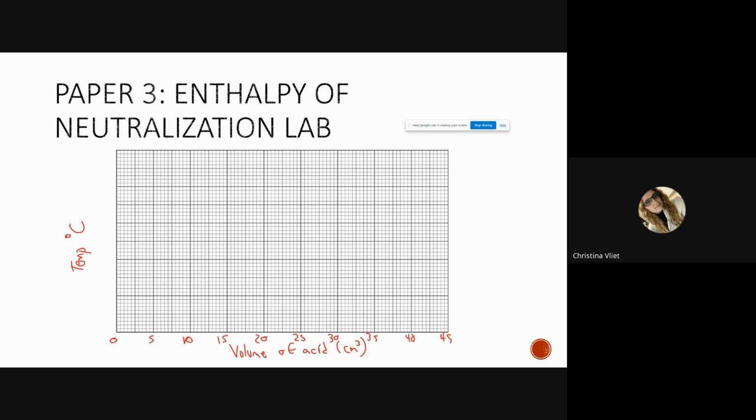So when you add 5 centimeters cubed of acid from the burette into the base, you are stirring the mixture with your thermometer and record how hot it gets. Once you reach a maximum, then you add another 5. Then you add another 5. And then you're going to graph this data. And it's going to look something like this. This is not the exact numbers because I'm not giving you the answers. But it's going to look something like this.